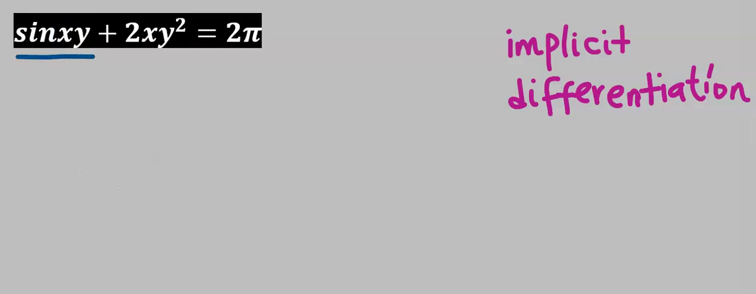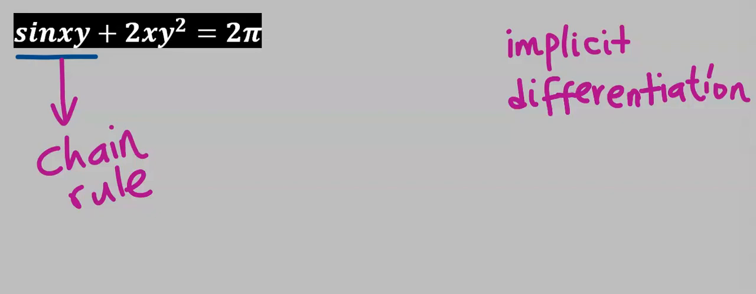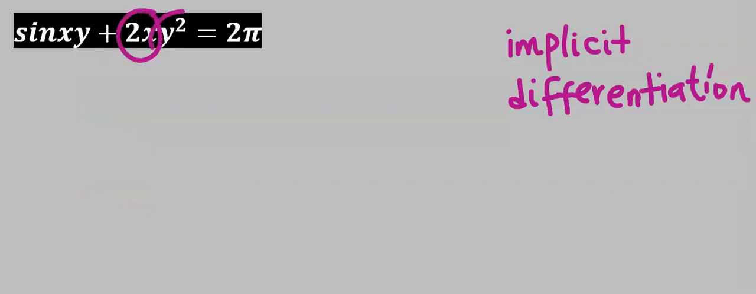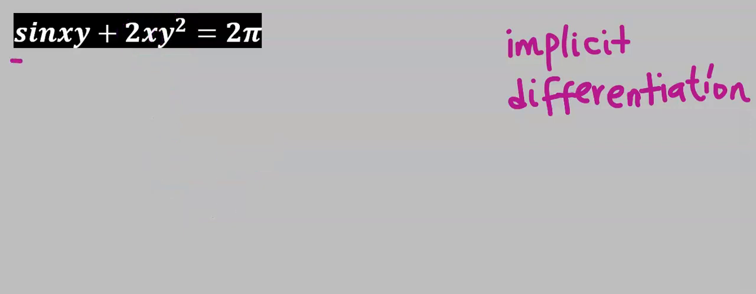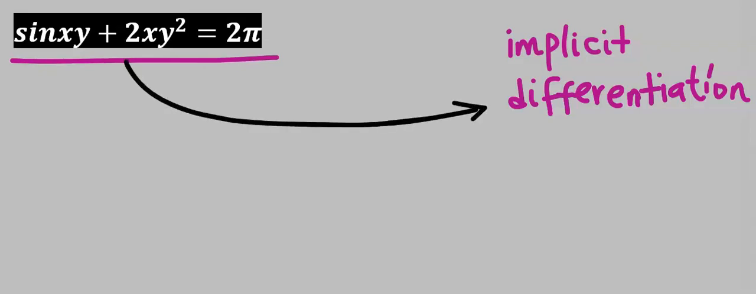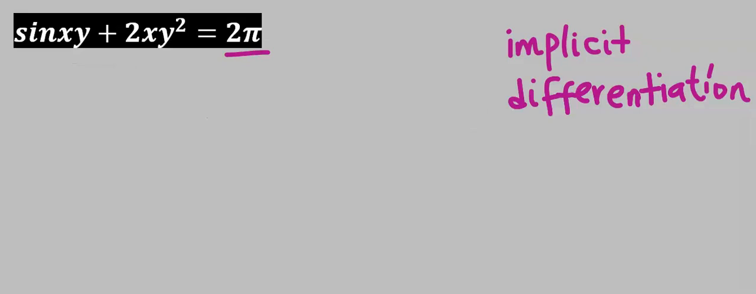However, differentiating the entire function will be chain rule, while to differentiate this, we are going to apply product rule. But the entire function is implicit differentiation. This is 2 pi. It got neither x nor y.